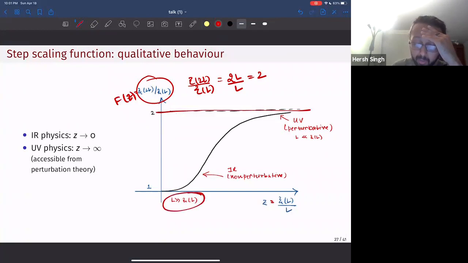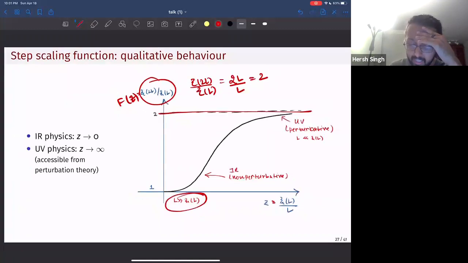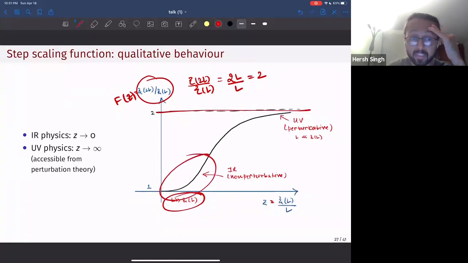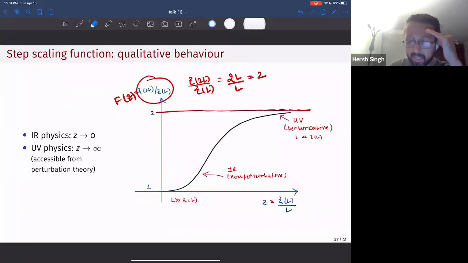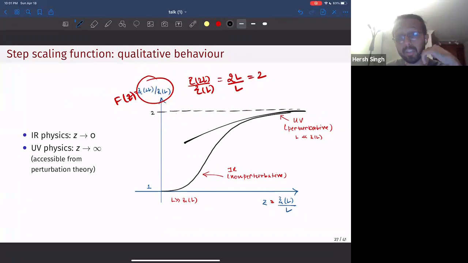On the other hand, if the box size is really, really large compared to the correlation length, then you're looking at the IR physics, and that's what this region is. In principle, you can access the UV region using just perturbation theory, because we know perturbation theory works there, whereas the IR is harder to get from perturbation theory, but that's where typically lattice calculations are done.